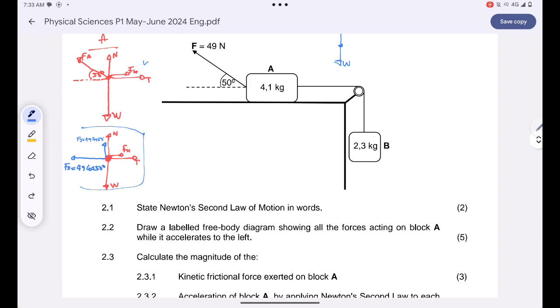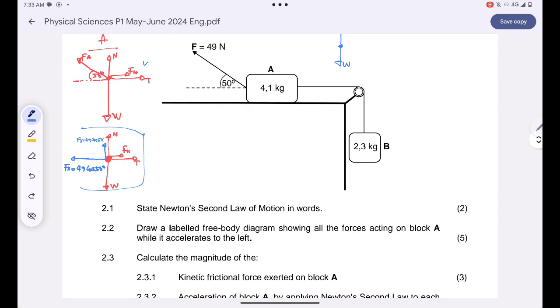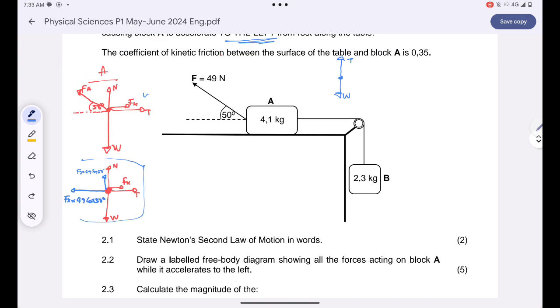Okay, and then now they want us to draw a free body diagram showing all the forces acting on object A while it accelerates towards the left. You can draw a free body diagram like this, or you can simply draw it like that.